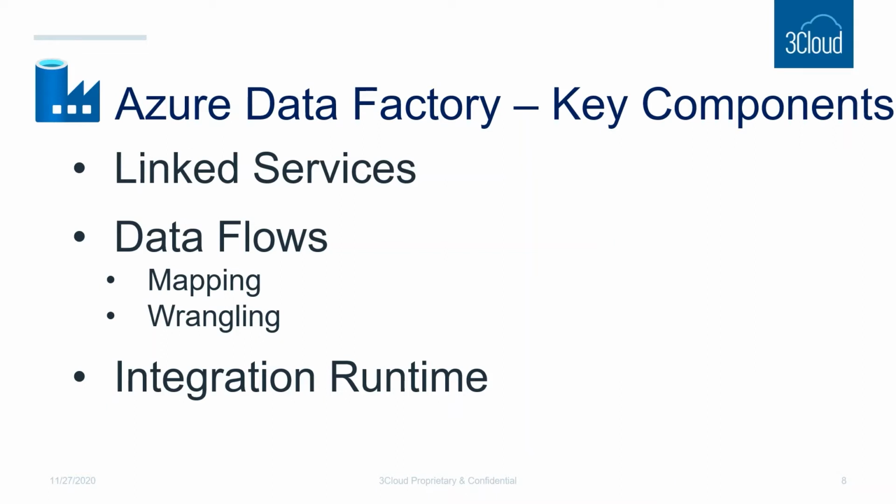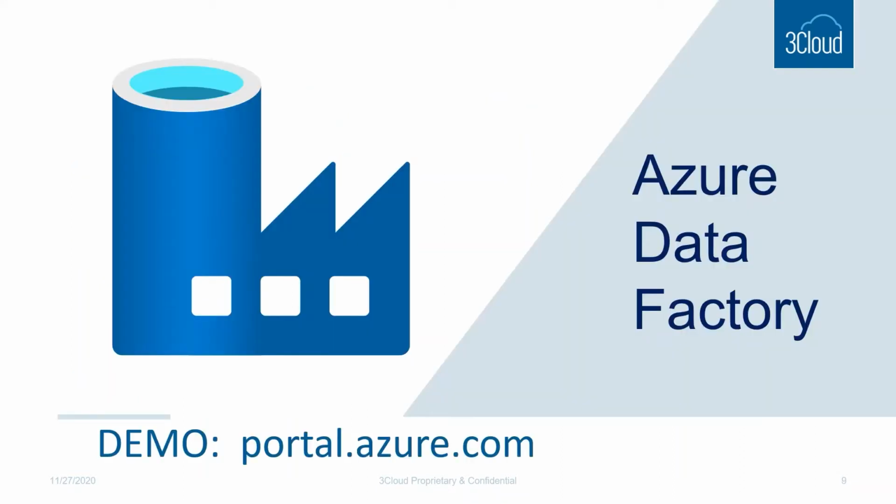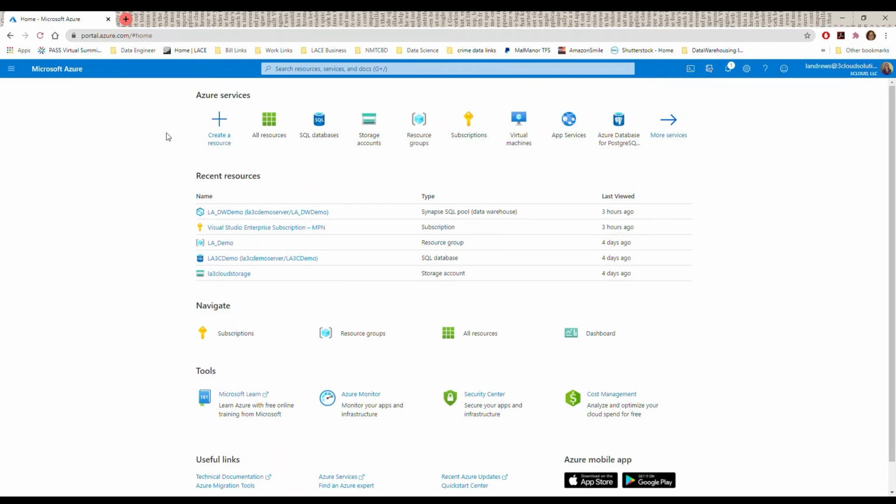There are three types of runtime: Azure, self-hosted, and Azure SSIS. And depending on where the data is that you need to copy will determine which of the three is appropriate for your use case. Now I'm going to do a quick demo on how you create and access the Azure Data Factory.